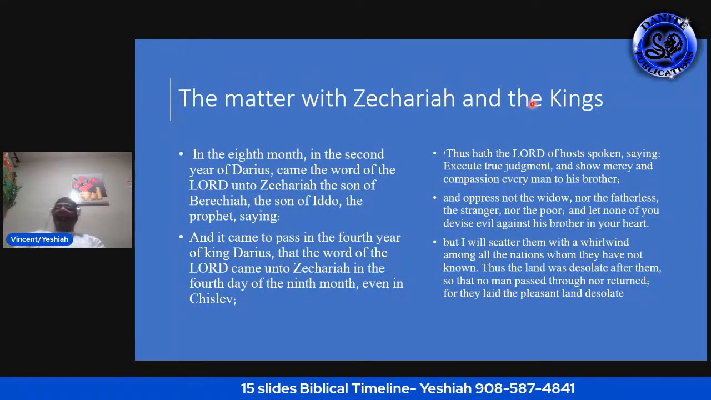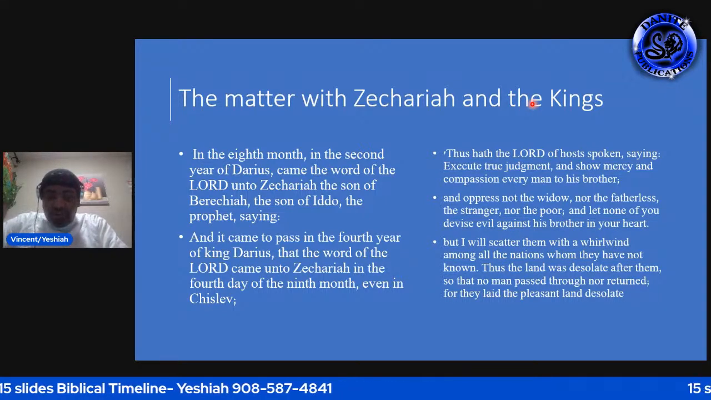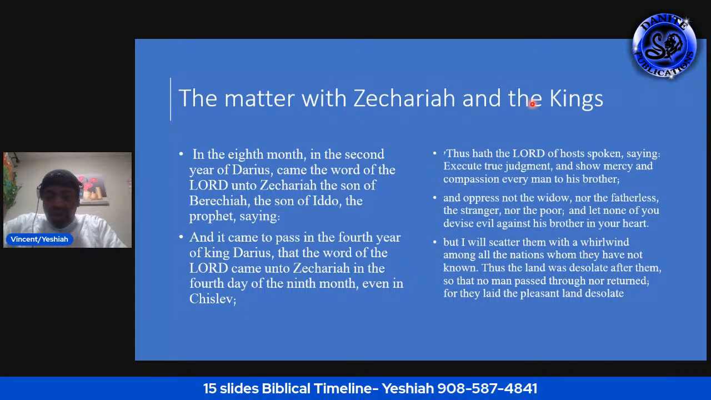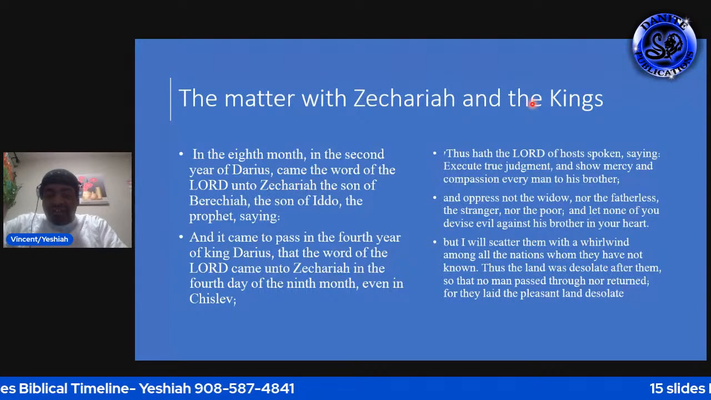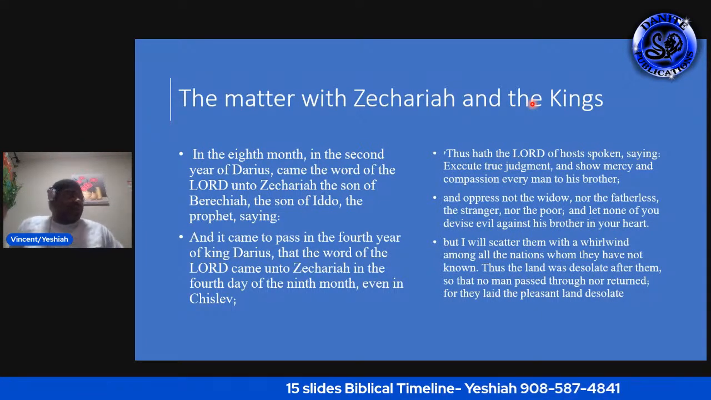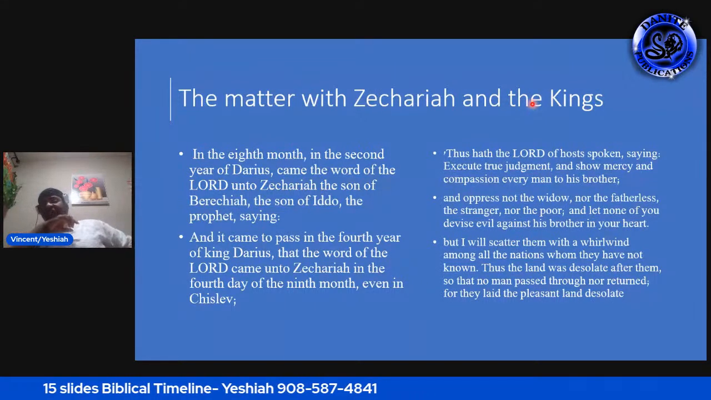This is the message that we need to also understand in this. Thus hath the Lord of hosts spoken, saying, execute true judgment and show mercy and compassion every man to his brother, and oppress not the widow, nor the fatherless, the stranger, nor the poor, and let none of you devise evil against his brother in your hearts. That is what the prophet was telling the people. Devise not evil in your heart.